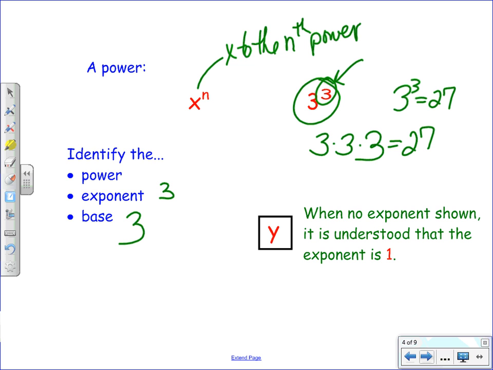Remember, when no exponent is shown, as in the case of this y here in the box, it is understood that the exponent is 1. So this is the same as saying y to the first power. We just don't write the 1. We just know it's there. Okay? And for that matter, if you had a number like 7, that really means 7 to the first power.